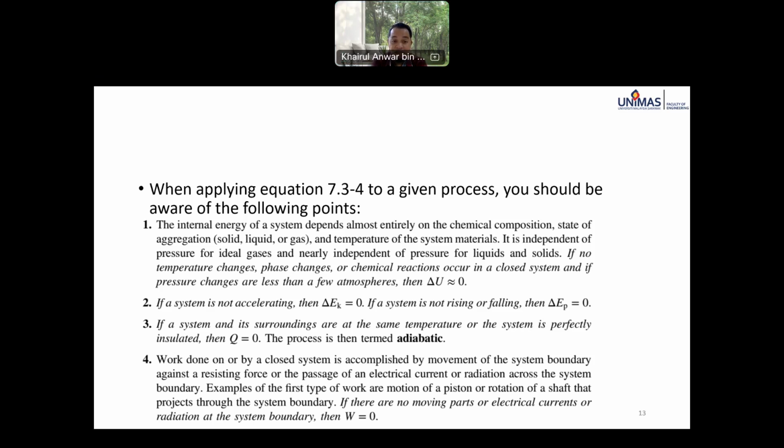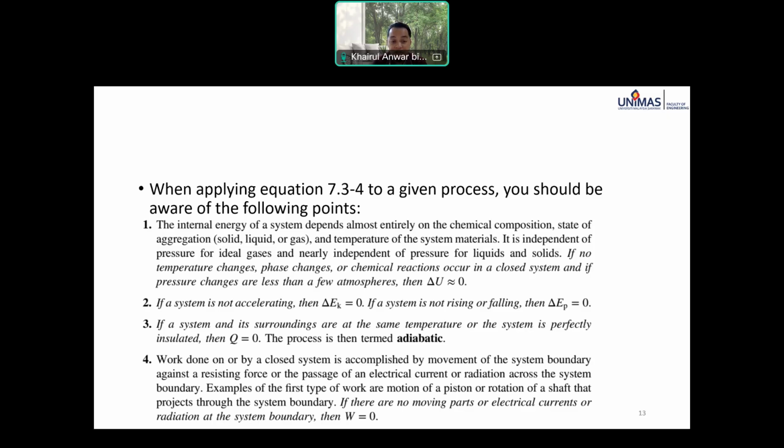If a system is not accelerating, then EK is zero. If a system is not rising or falling, then EP is equal to zero. If a system and its surroundings are at the same temperature or the system is perfectly insulated, then Q is equal to zero. This is what we term as adiabatic.